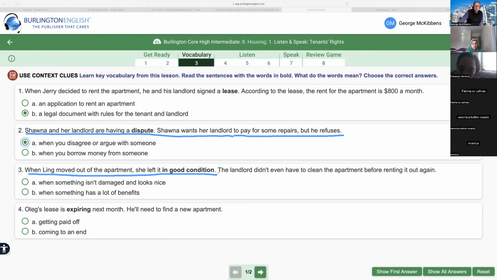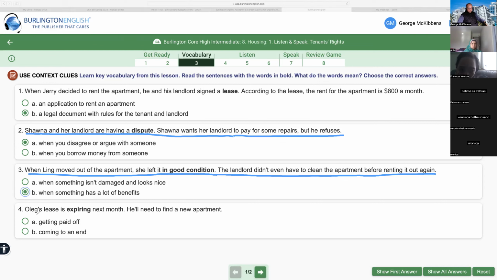When Lia moved out of the apartment, she left it in good condition. The landlord didn't even have to clean the apartment before renting it out again. What's the definition of the phrase in good condition? I think that is B.